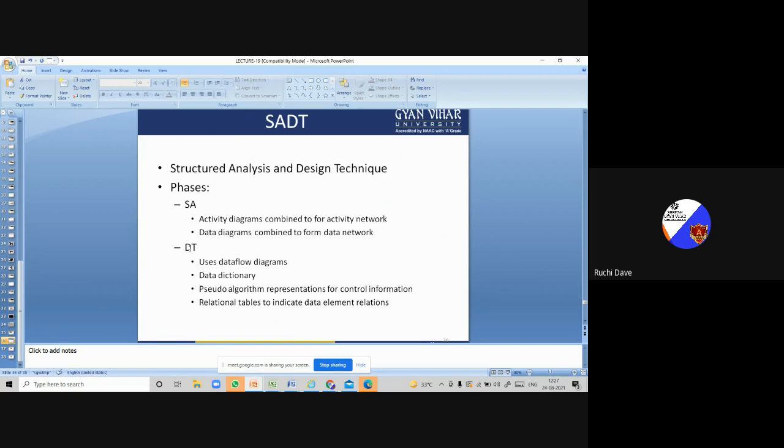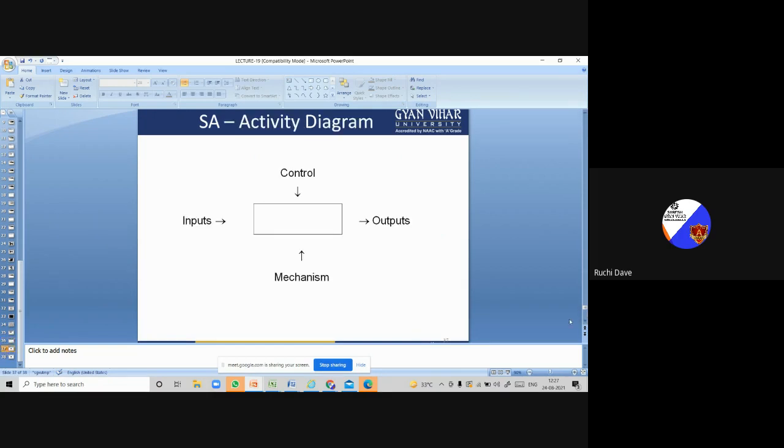In structured analysis, we prepare activity diagrams and then combine them to form activity network data diagrams. When we talk about design techniques, we use a data flow diagram, data dictionary, pseudo algorithm representation for control information, and relational tables to indicate data element relations. Okay, so this is what we do. Coming to the activity diagram, this is how it is created. As you can see, the inputs, controls, output, and mechanism are all to be listed here.